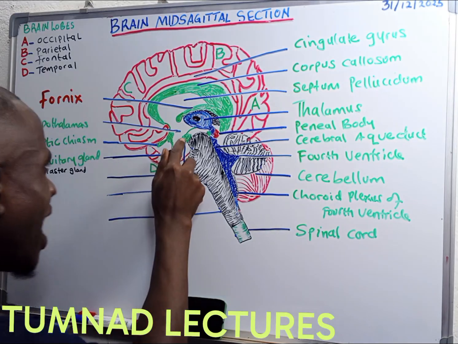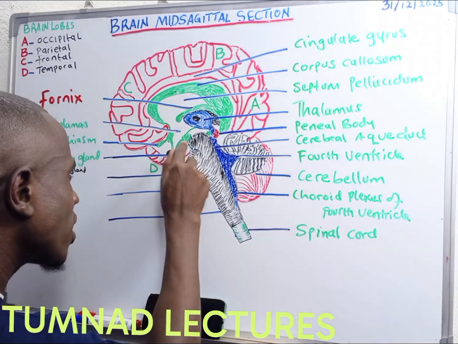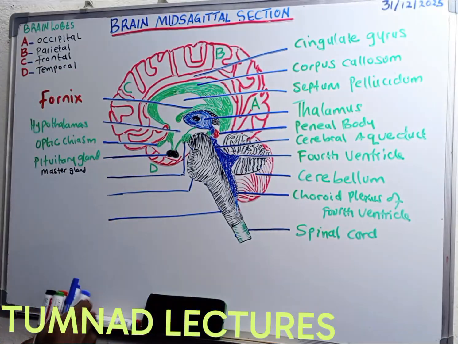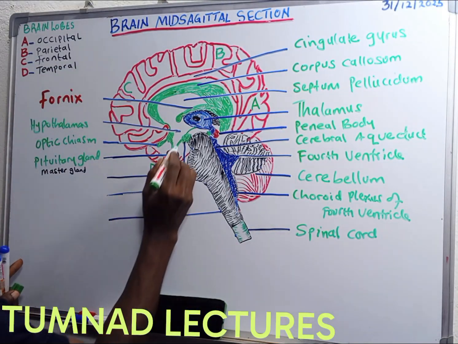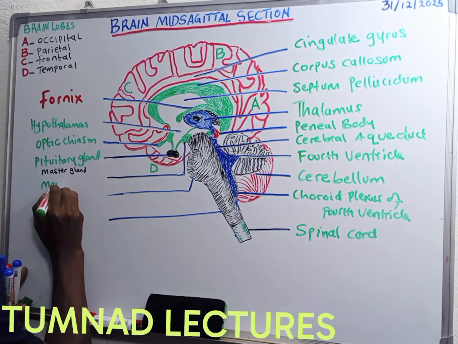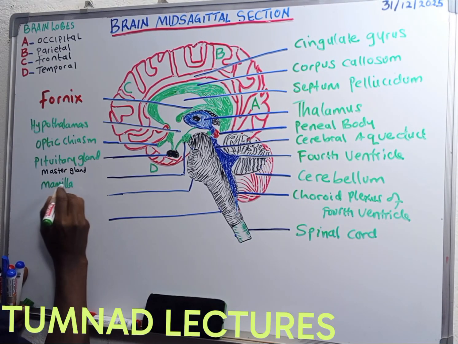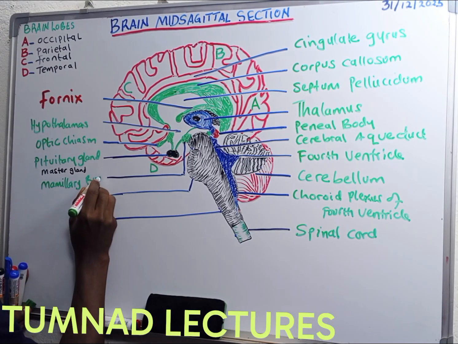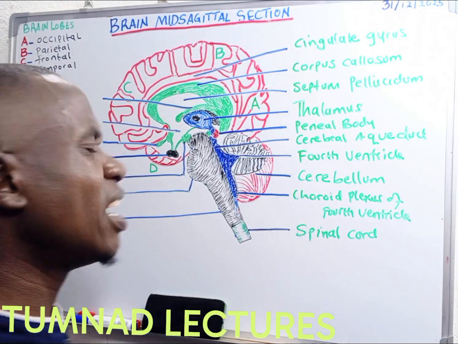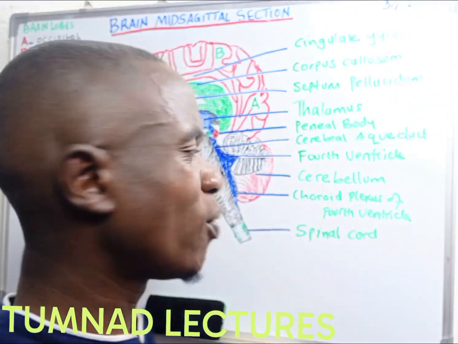Now, just anterior to the midbrain, we have this kind of structure here, which is super very important. How do we call the whole of this structure here? This structure is what we call the mammillary body. Very, very important structure. We shall look at it individually in great detail.